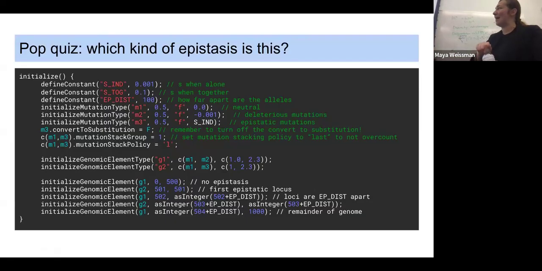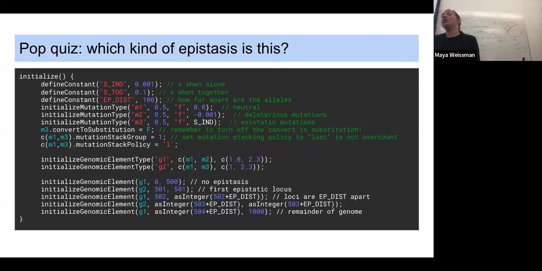Pop quiz, based on the S-ind and S-together values I have here, which of the three kinds of epistasis is this? It's the third line. S-tog is S together. You can call these whatever you like. I'm using symbolic constants here. This isn't like the P1 thing where you have to do it their way.